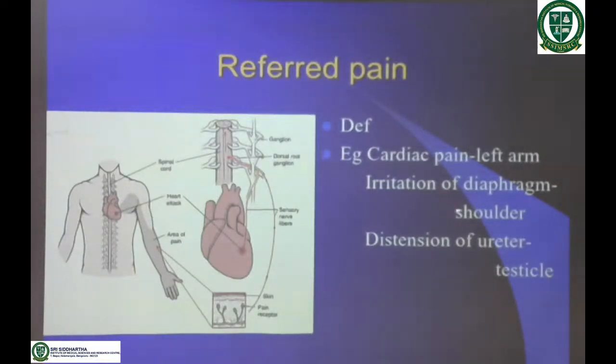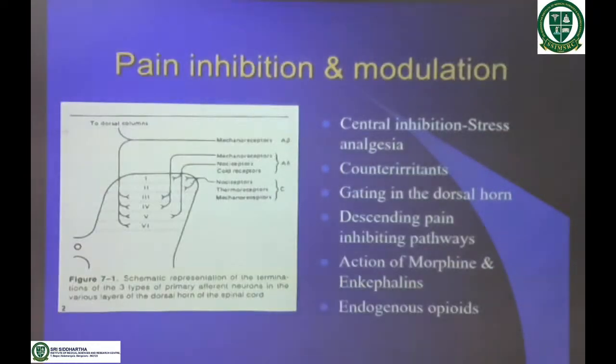Next, irritation of the diaphragm will be felt as shoulder pain. Then distension of the ureter will lead to referred pain in the testicle. These are the examples of referred pain.